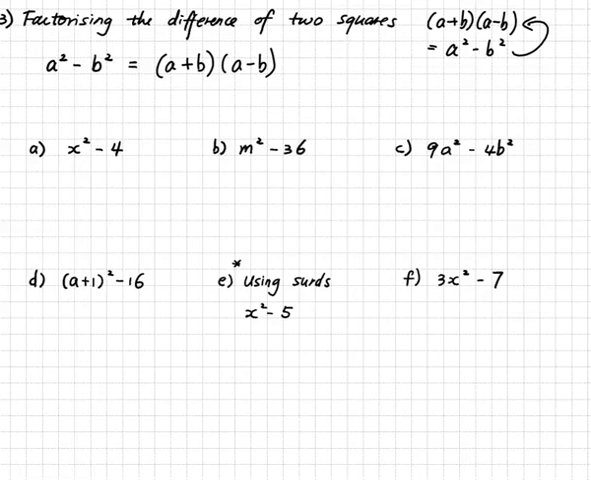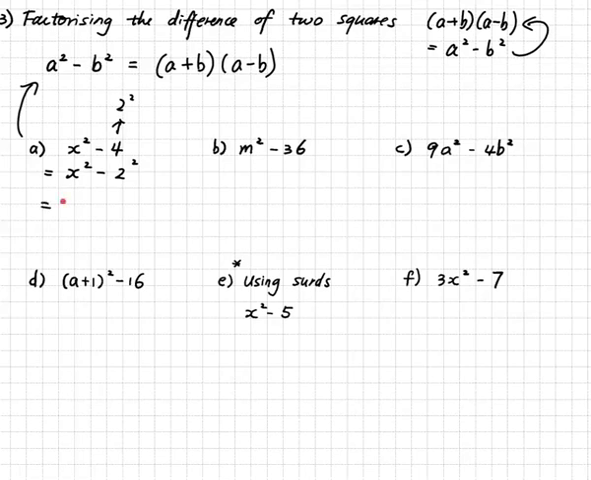So let's have a look at question A. You have x squared minus 4. Ask yourself, does it look like something squared minus something squared? The answer is yes, because my 4 can be written as 2 squared. So this is x squared minus 2 squared. It looks exactly like the format of a squared minus b squared.